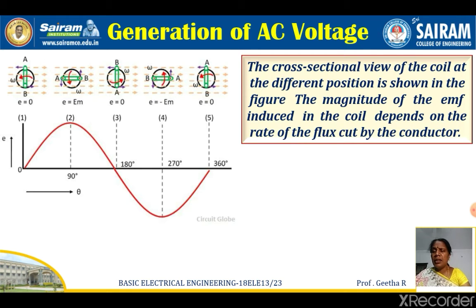But here, in position 1, when side A is up and B is down, the velocity component is horizontal to the magnetic field. As there is no change in the flux, no magnetic cut or flux cut, the EMF induced will be 0 here.